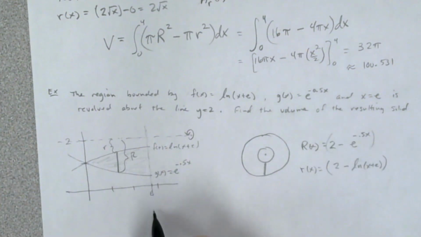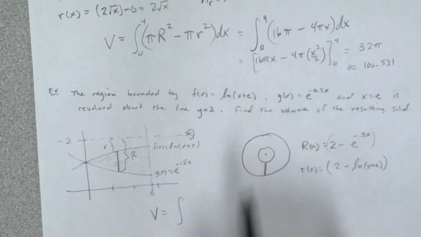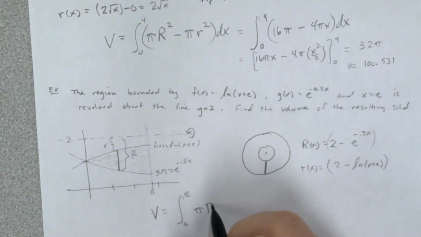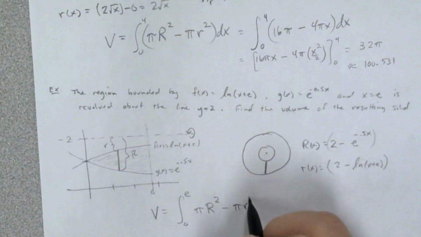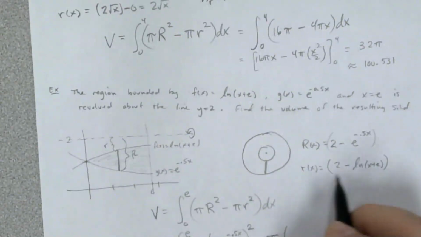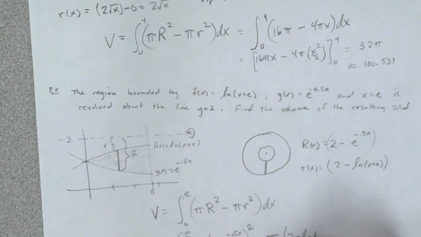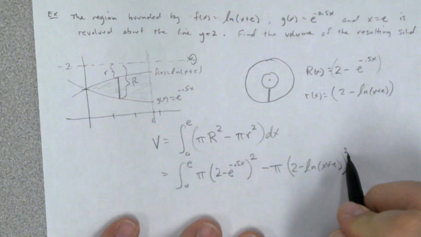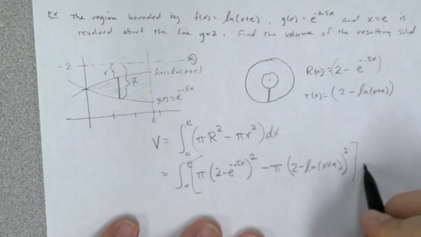The volume, we are ranging from 0 to e. It is pi big R squared minus pi little r squared dx. And then I can plug those values in. Big R is that, squared, don't forget to square it. Pi little r, oh, you can't see what I'm writing. Squared, all of that with a dx.